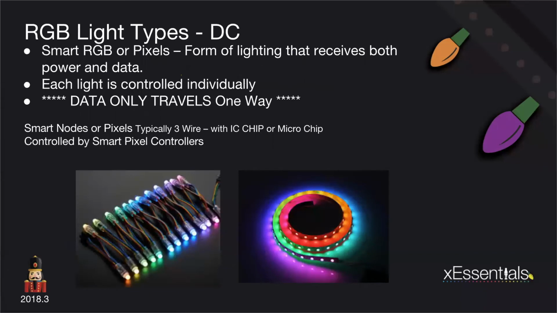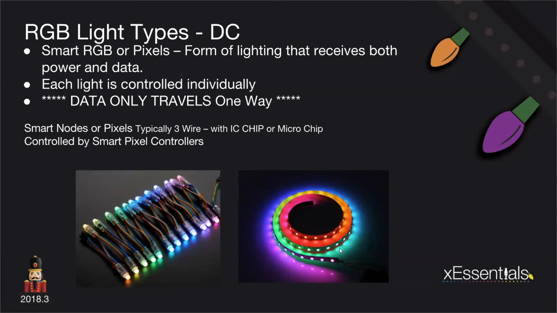The next style of RGB lights are your pixels, smart nodes as well, where they both receive power and data. Typically, you'll have a ground, power, and a data, so it's a 3-wire pixel. There are many other form factors. These two pictures actually represent everything in regards to the lighting display. Each light is controlled individually. So you'll see where it's pink or red here, going to a blue, to going to a green in the left-hand picture, as well as various pictures on the strips on the right-hand side.